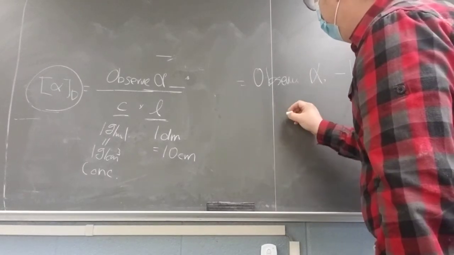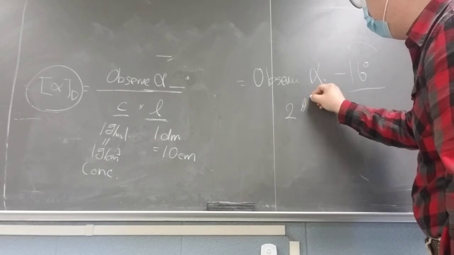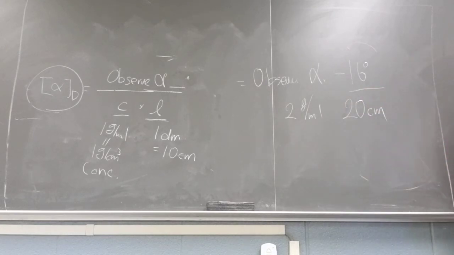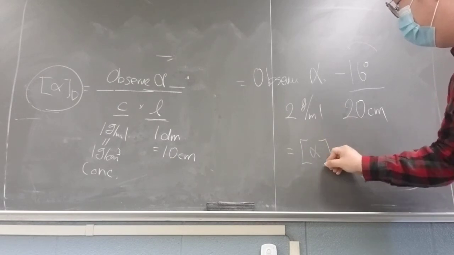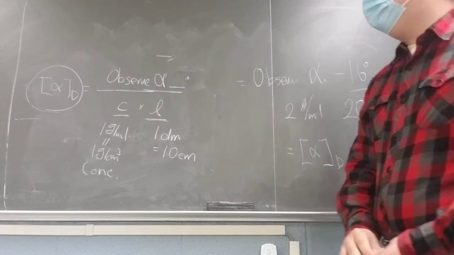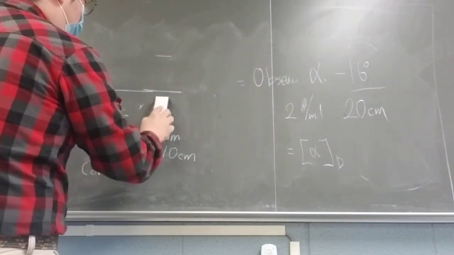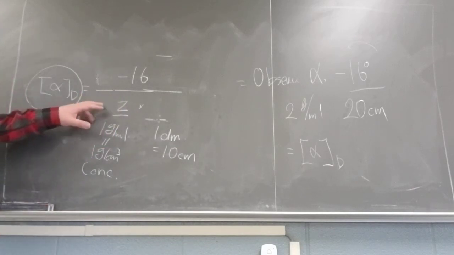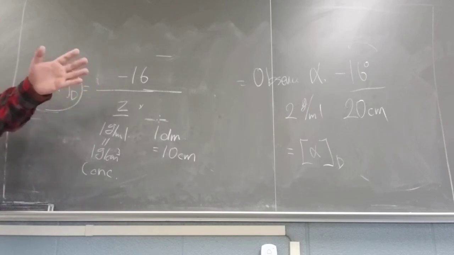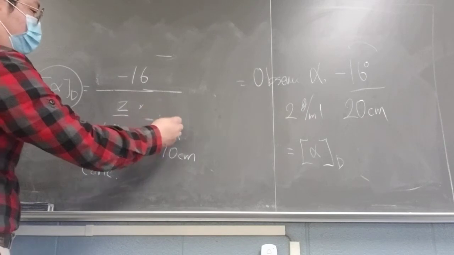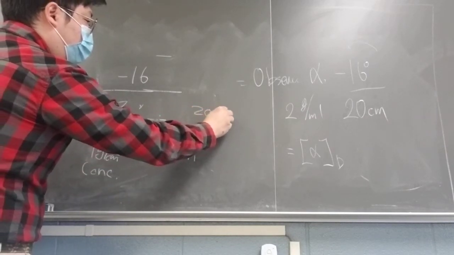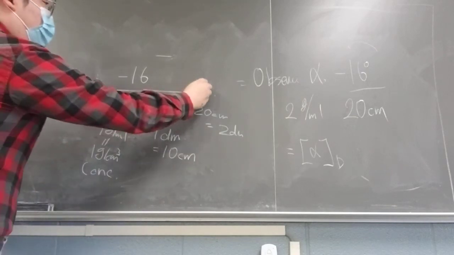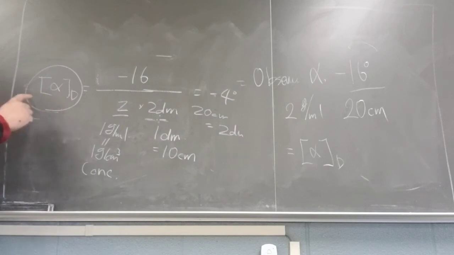And then the concentration maybe was 2 gram per mL, and the path length we use is 20 centimeter. In this case, I can ask you, what might be the specific rotation of this compound? The only thing you really need to do is put the numbers in here. So this will be negative 16, and this is 2. We divide by the concentration because it has to be 1, but it's 2, so we divide by 2 to make the same condition, which is 1 gram per mL. And the path length has to be in decimeter, but it's 20 centimeter, which is equal to 2 decimeter. So that makes negative 4, which will become the specific rotation of that compound.